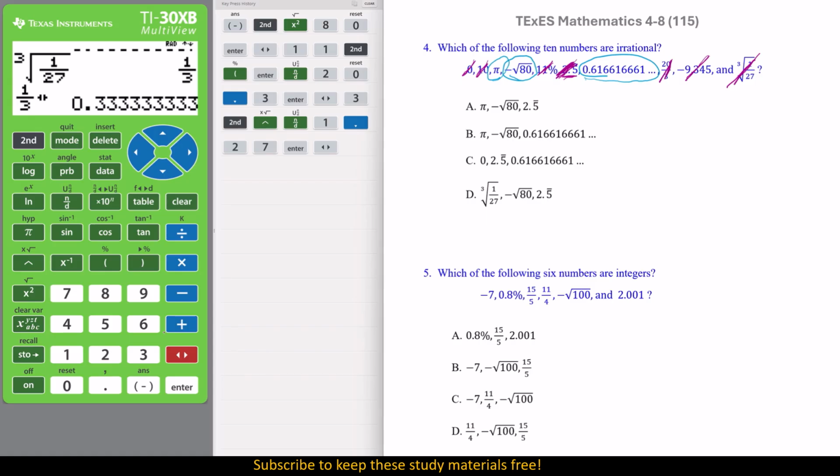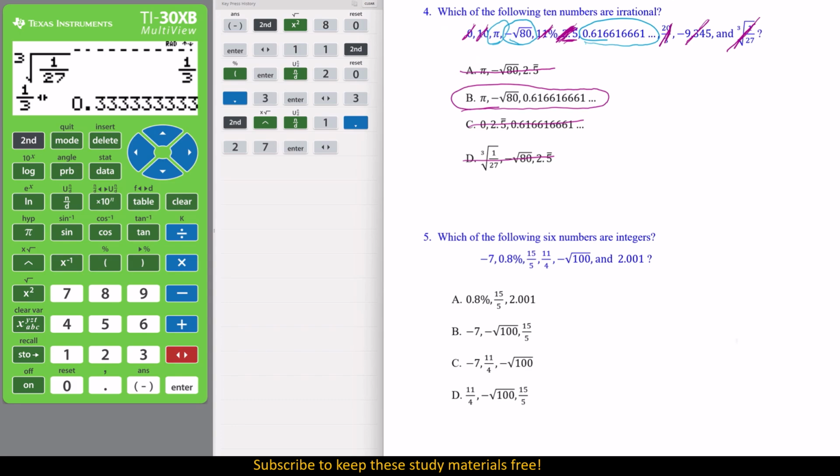So we have 1, 2, 3 items left. Well, A is eliminated. I see B as something I like. C, nope. And D, no. Those all have rational items. Okay, let's go to number 5.